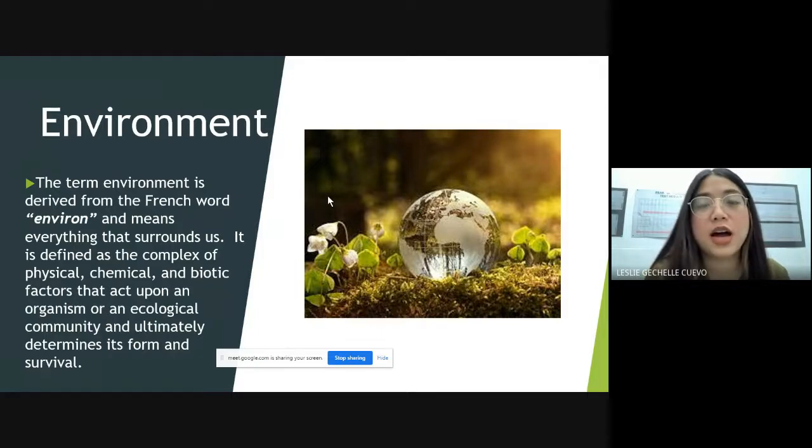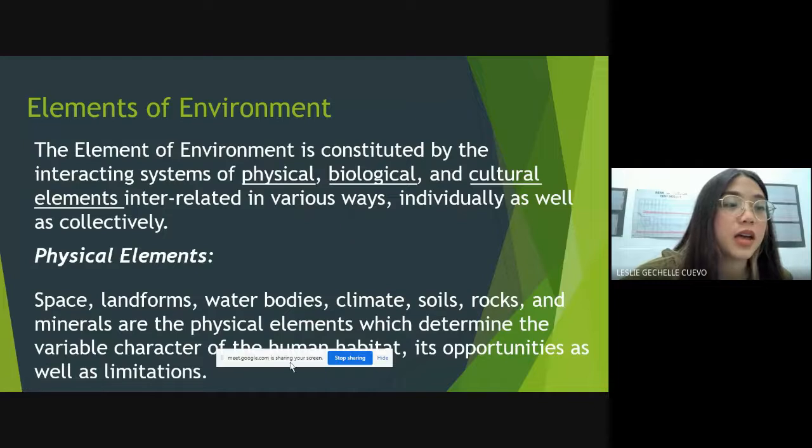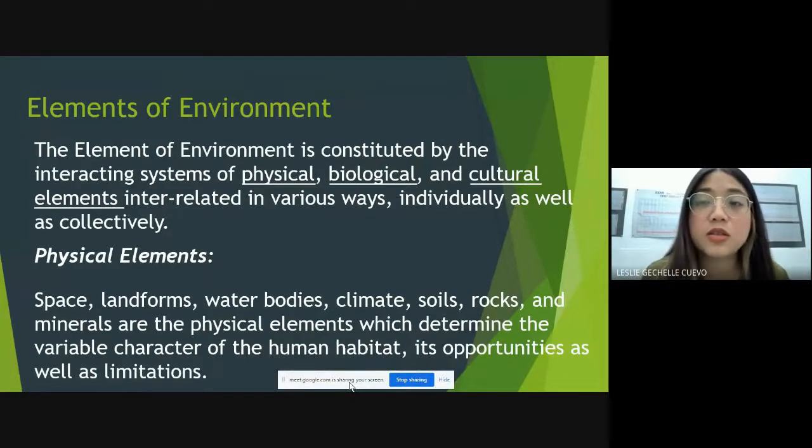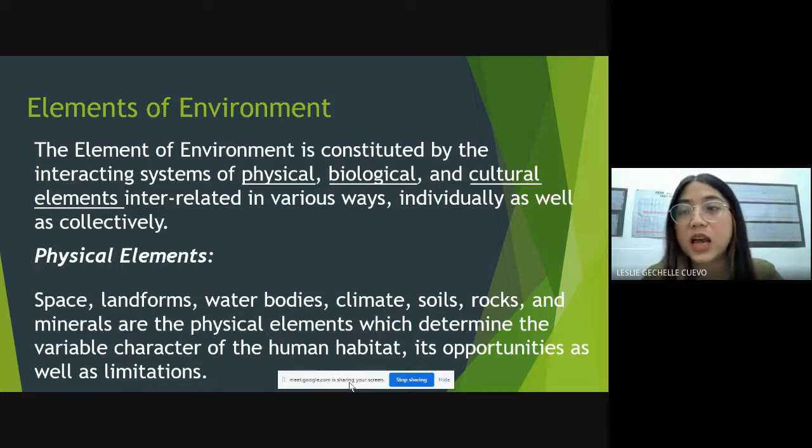So, ito ang pag sinabing environment, andito na lahat ng makikita mo sa mundo, lahat ng nakapaligid sa iyo, whether it's physical, chemical, or biotic. And they all contribute to the environment. Okay. Elements of environment. It is constituted by the interacting systems of physical, biological, and cultural elements interrelated in various ways, individually as well as collectively.